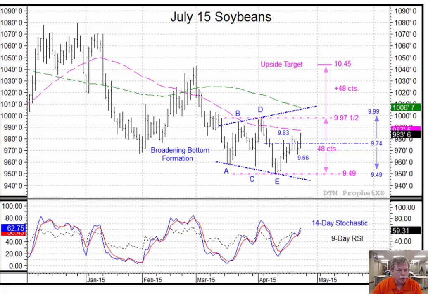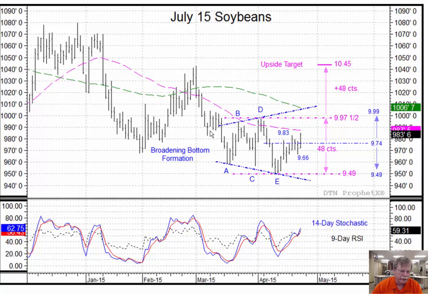Today I thought I'd take a look at the July 15 soybean futures chart, something that I've been watching from a technical perspective over the past several weeks. It is what technicians call a broadening bottom formation that's been developing here on this old crop soybean chart. What technicians mean by a broadening bottom formation is that you have a series of lower lows combined with a series of higher highs.